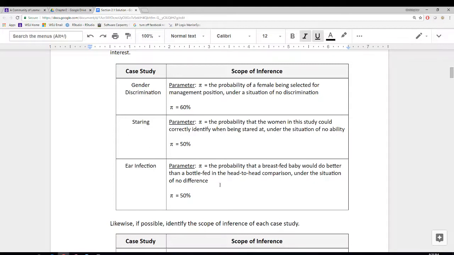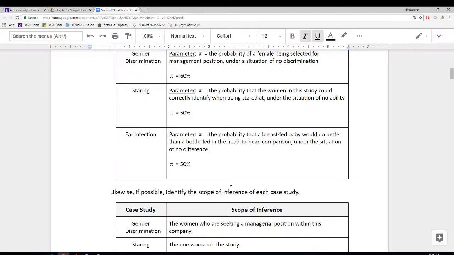In the ear infection example, the parameter would be the probability that a breastfed baby would do better than a bottle-fed baby in a head-to-head comparison, again, under the situation of no difference. If there's no difference between the breastfed and bottle-fed babies, then either one is likely to do better. Therefore, the parameter value for this particular case study is set at 50% as well.